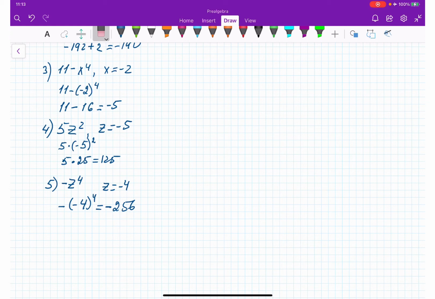Question number 6. We have x squared when x is equal negative 9. So it's going to be negative 9 squared, which is going to be 81. Number 7.